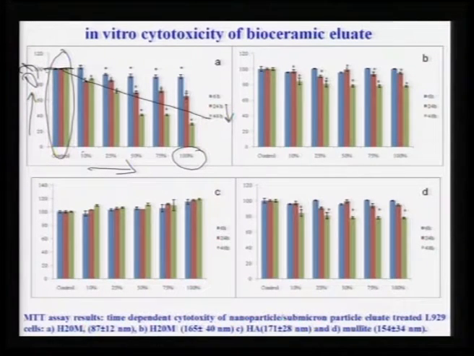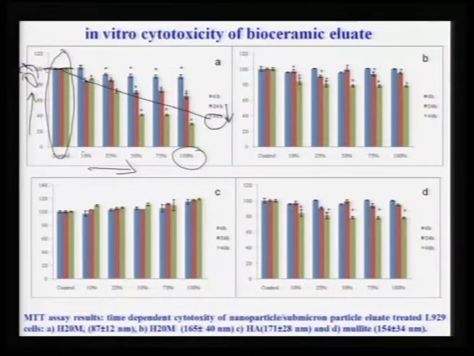So, lower optical density means a lower number of cells are surviving in the culture medium. Therefore, after a long term, like after 2 days, with all these particles of less than 100 nanometer size, the cells are dead, and it shows some cytotoxicity.